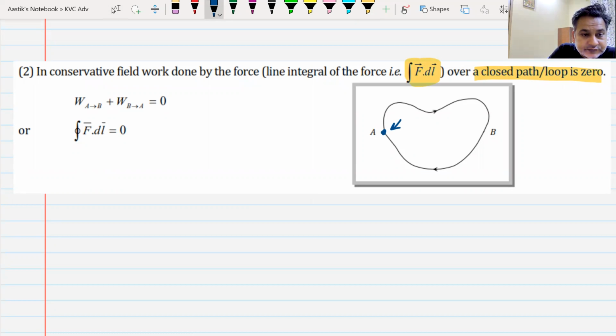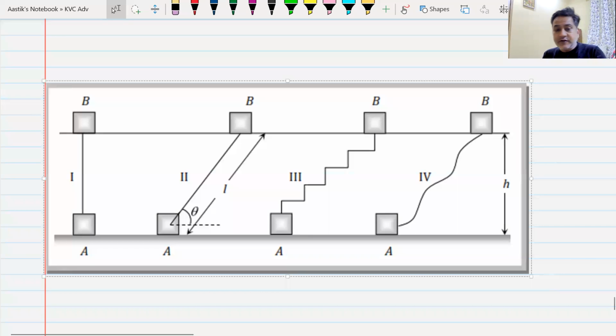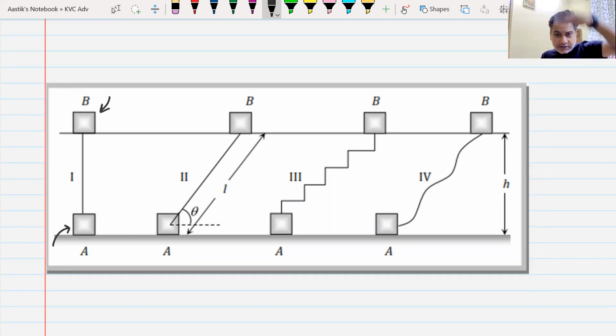We can take the example of a conservative force. The best example of a conservative force is gravitational force, and we can understand this by a simple example. If I bring a block from point A to point B, raising it straight vertically upwards, the force of gravity is downwards and displacement is upwards. The work done by gravity will be minus mgh. Yes or no?